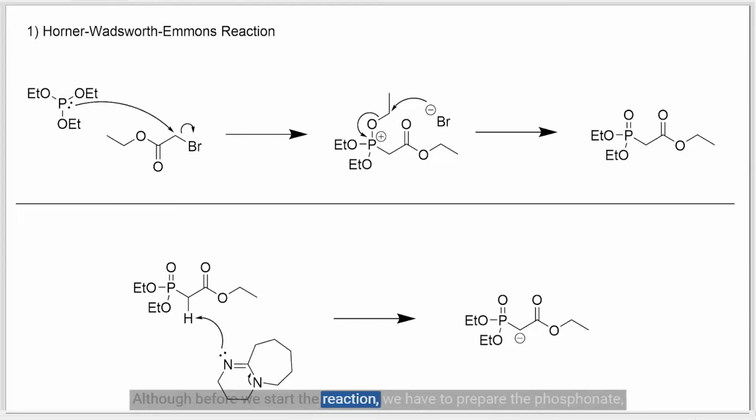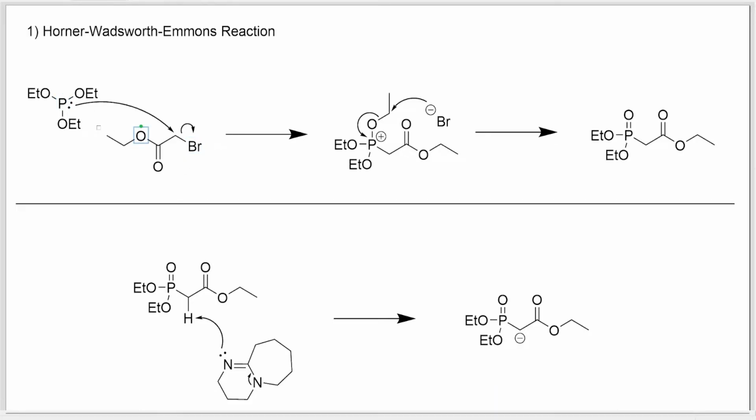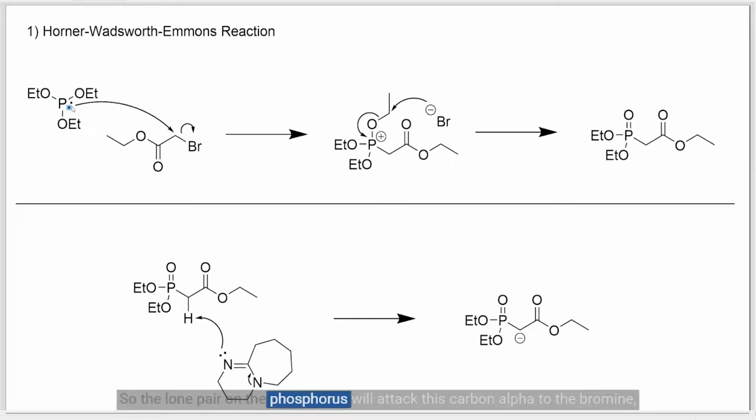Although before we start the reaction, we have to prepare the phosphonate, which is done by reacting this triethyl phosphite with this alkyl bromide. So the lone pair on the phosphorus will attack this carbon alpha to the bromine, pushing electrons onto the bromine, which gets kicked off in an SN2 reaction. The bromide ion now attacks this carbon alpha to this oxygen, pulling away this ethyl group, and the electrons in this bond will go towards forming a phosphonyl bond, which you can see here, and we get our phosphonate.